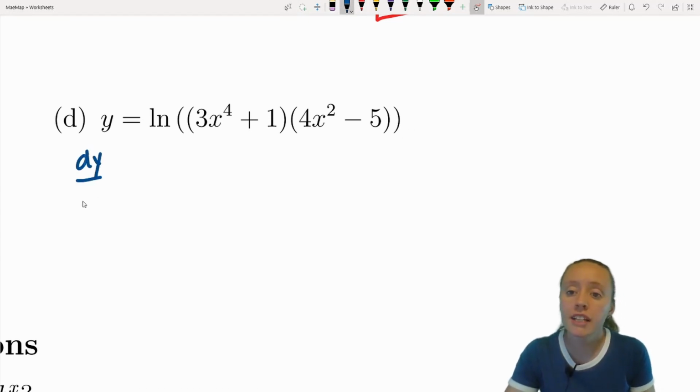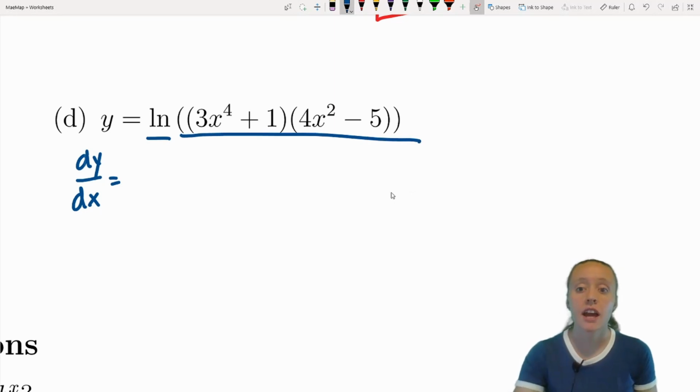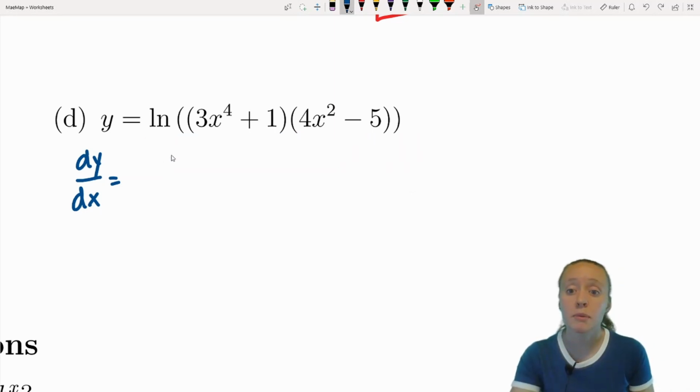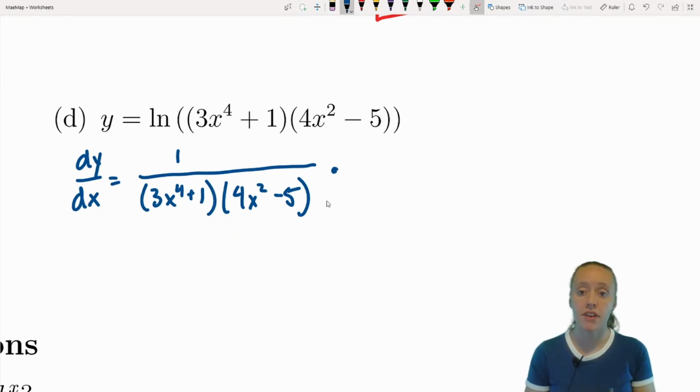So we'll have dy/dx equals, remember, outermost function first. That is going to be the ln of our inner function, and the derivative of ln of some function is going to be 1 over that function. So I'm going to have 1 all over (3x^4 + 1)(4x^2 - 5), and then I multiply that by f prime of x, the derivative.